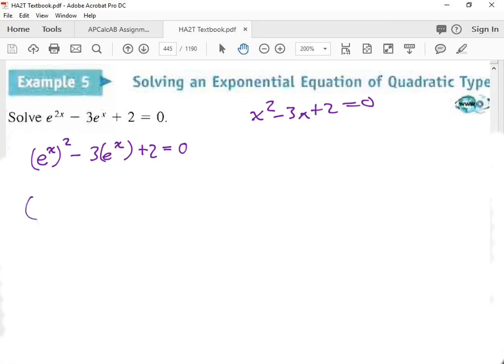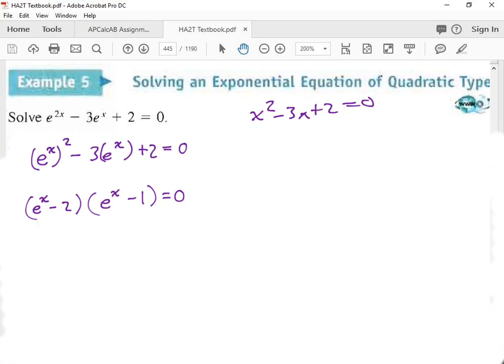Negative 2 and negative 1? Is that right? Yeah, that's right. Okay, so then I would put my x value right here and right here, but I don't have an x value. I have an e^x value. All right, don't get scared. Okay, now what would you do next?